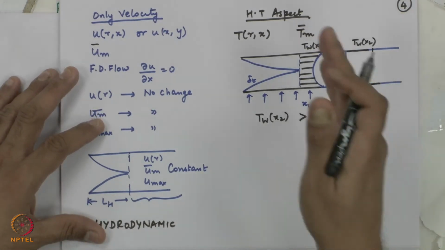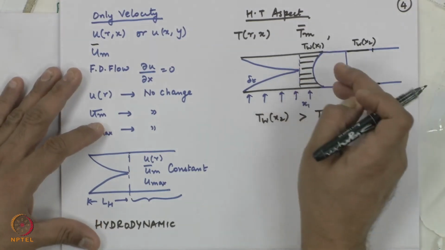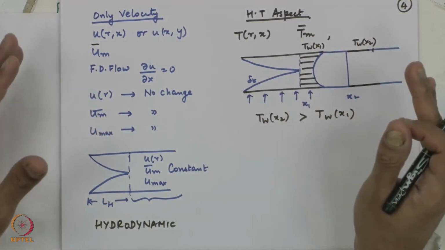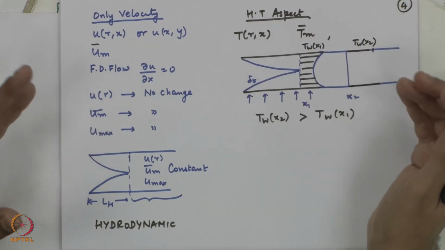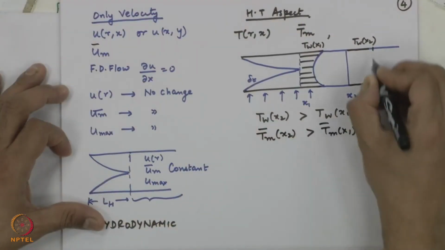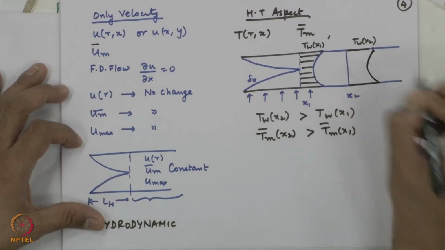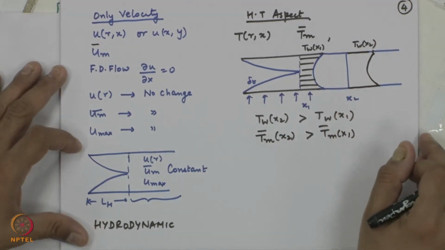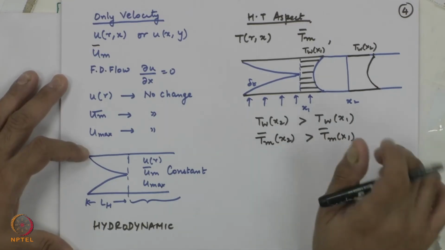How do you get this? A fluid comes in at 30 degrees at this location. You add heat to it, and at the next location its temperature is going to be greater than 30 degrees. So, the wall temperature also is changing, the temperature at every point is changing, and the bulk mean temperature also is changing. So, T bulk mean of x2 is greater than T bulk mean of x1. The profile may look similar, but not the same profile.